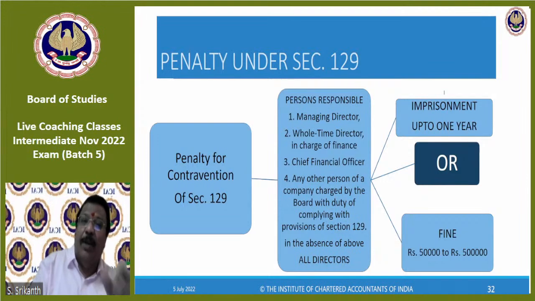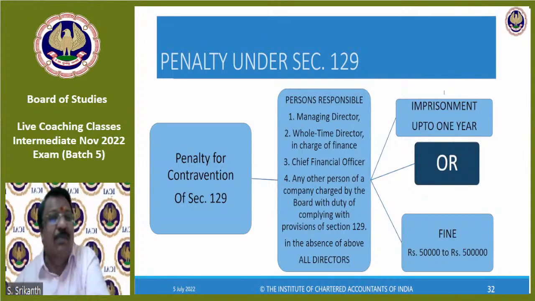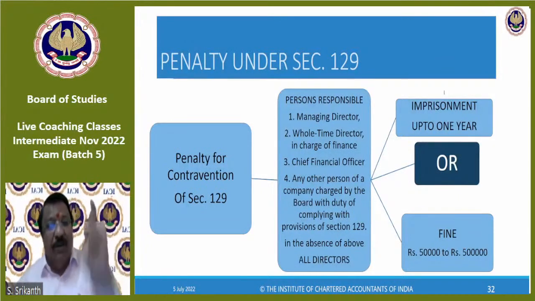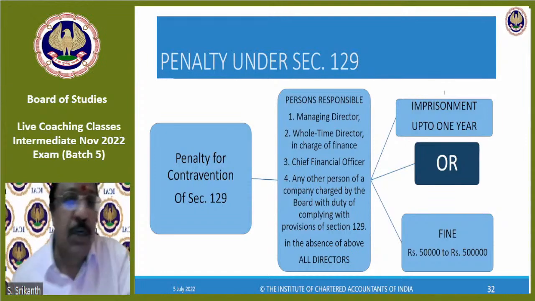Normally penalty will apply to the company also, the company and every officer. For 128, 129, you find only the persons are made liable. Obviously, because the company cannot have a mind, they are not maintaining books and all, it cannot think. It's an artificial juridical person. Therefore, the person who took the decision to not maintain or not comply with accounting standards, that is the managing director, WTD, etc., are subject to imprisonment.